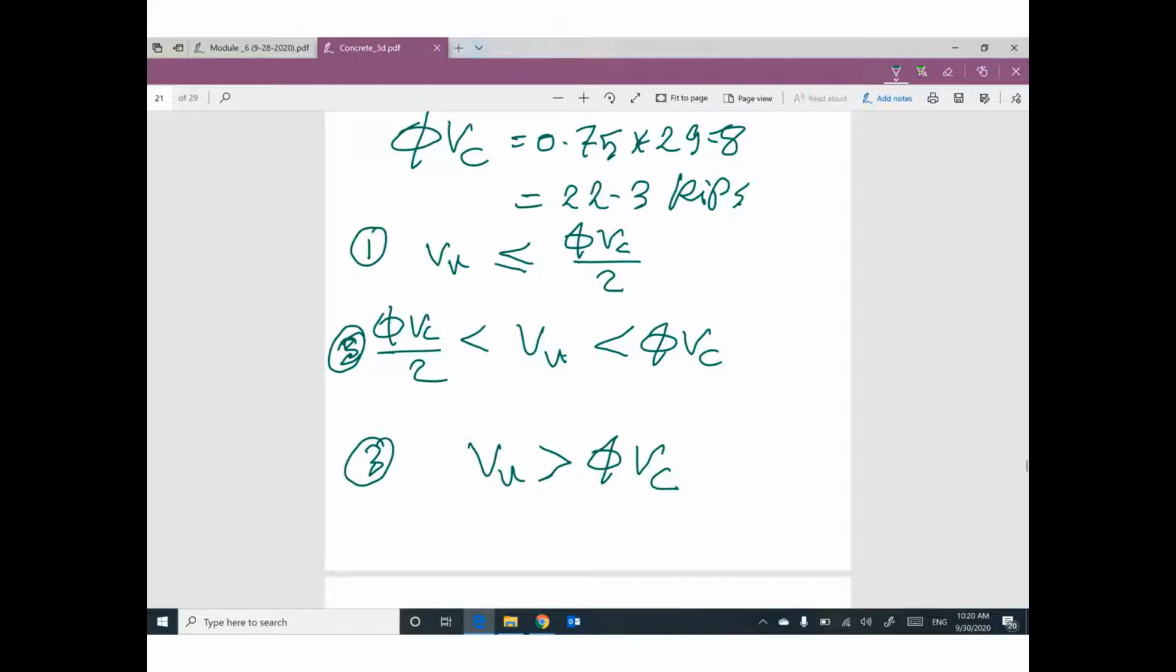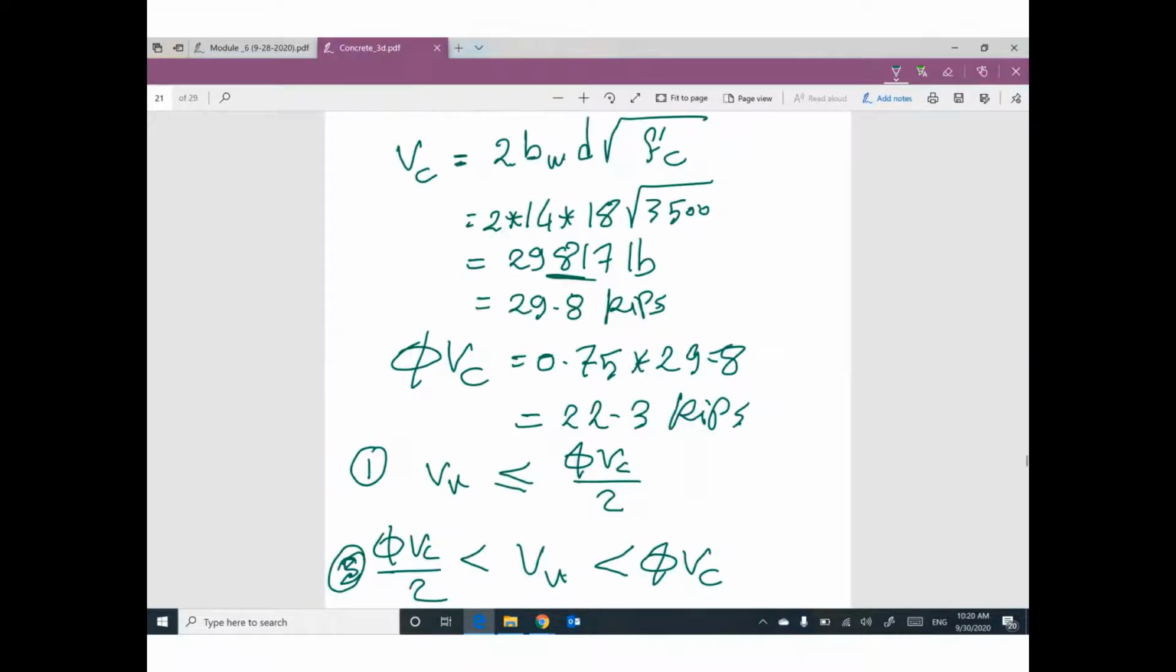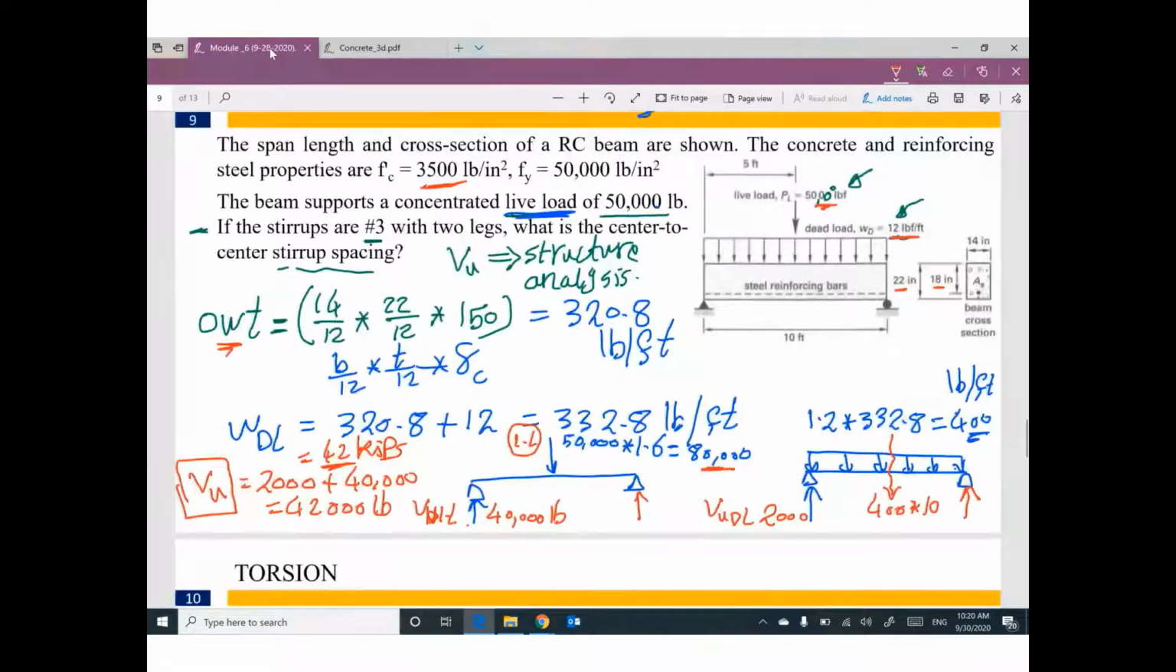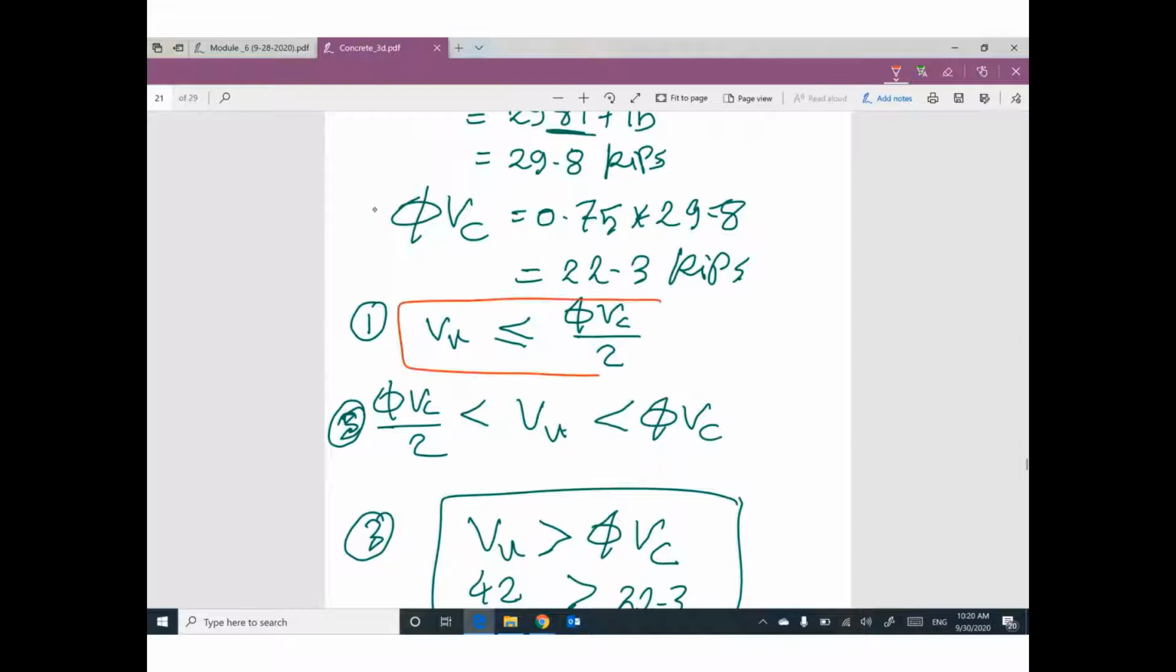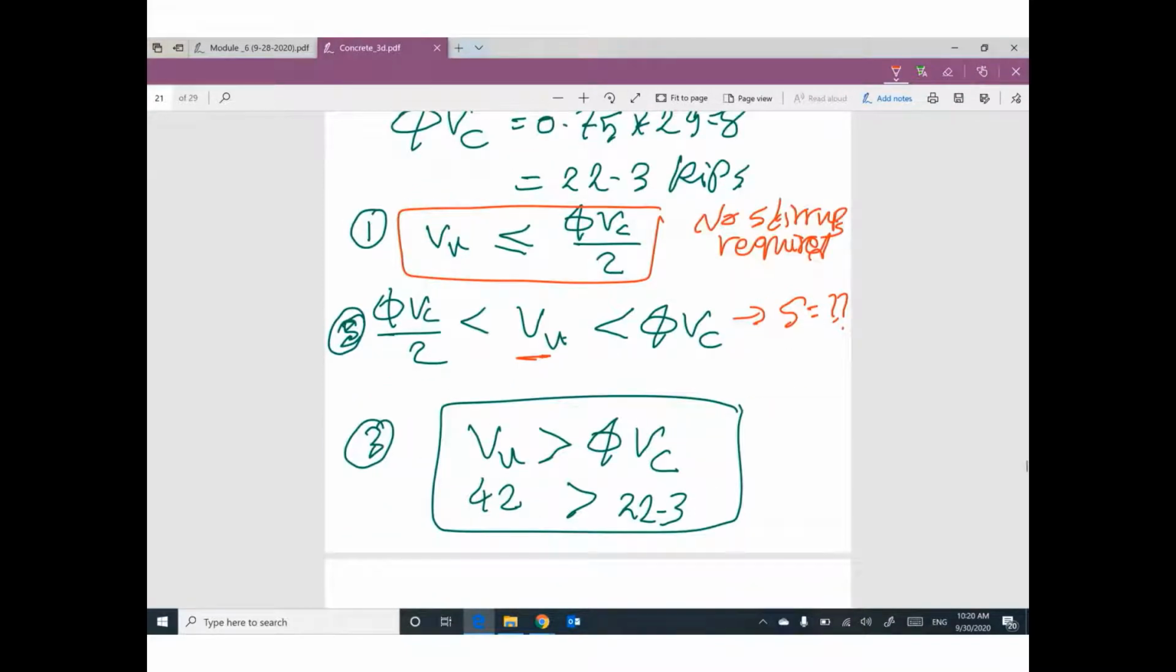What's the value of V ultimate? 42. Phi Vc is 22.3. That means you are in the third situation. Remember, if you are in the first situation, no stirrups required. If you are in the second situation, we have a value for S. You can figure them out. You are in the third situation. That means we will look for Vs.